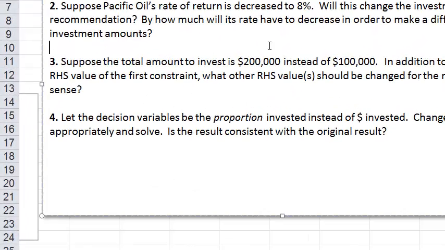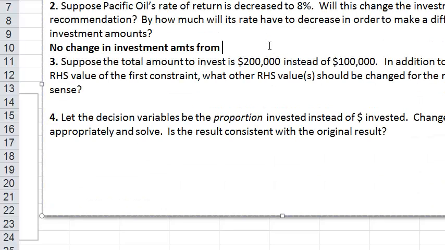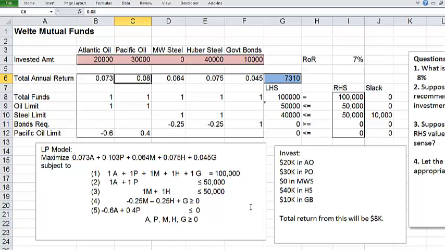here we're going to say no change in investment amounts from rate of return being 8%. So now the question is, what will it take for the investment amounts to change? What do you think? So I should make this number lower than the Atlantic Oil's rate of return? I think you're probably right. Let's see, how about try 0.07? That's lower than 0.073.